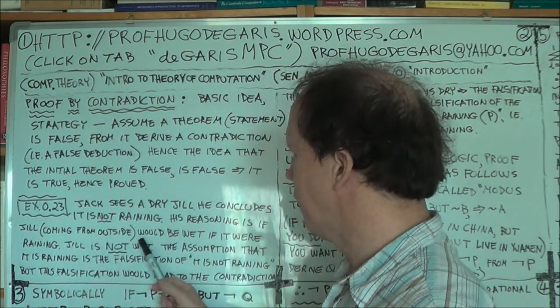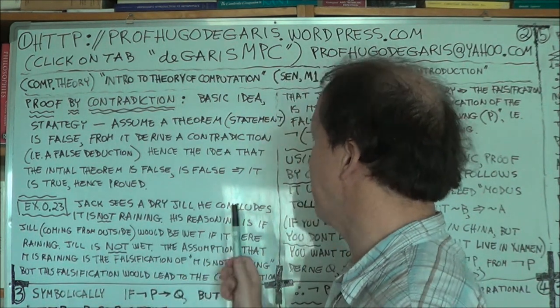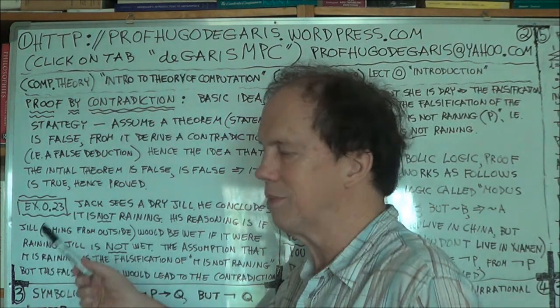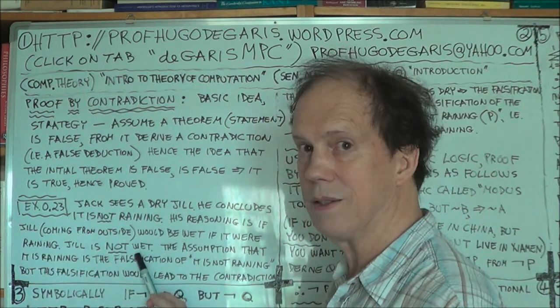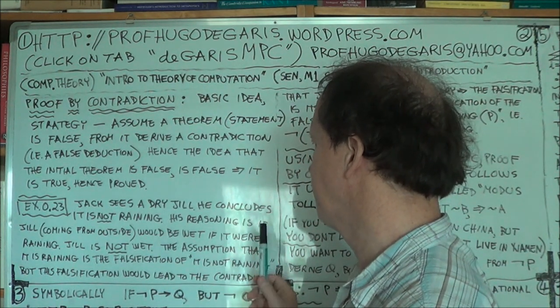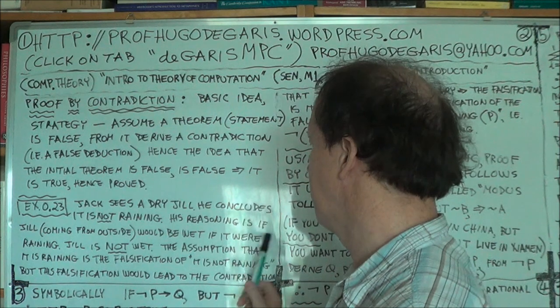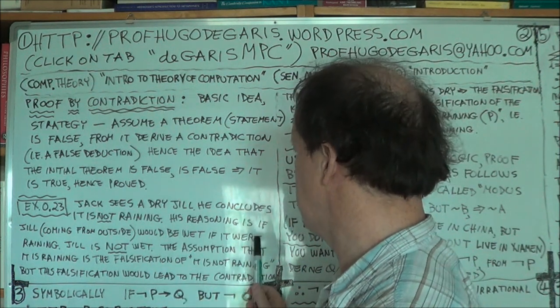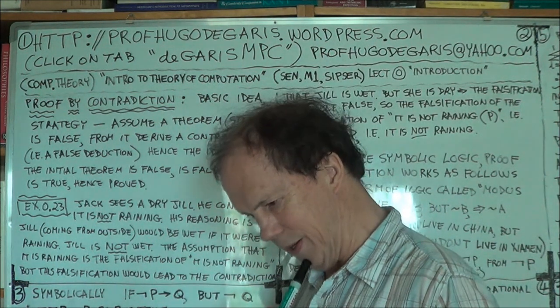Well, his reasoning: Jill would be wet, right, if it were raining. Yeah, again, common sense, right? But Jill's not wet. Okay. So let me spell that out.